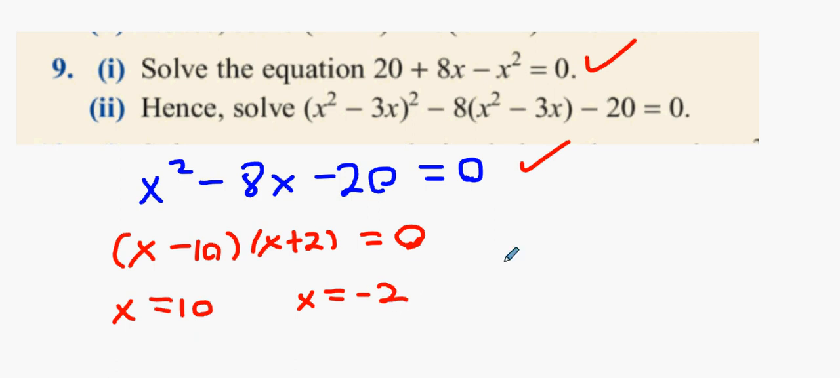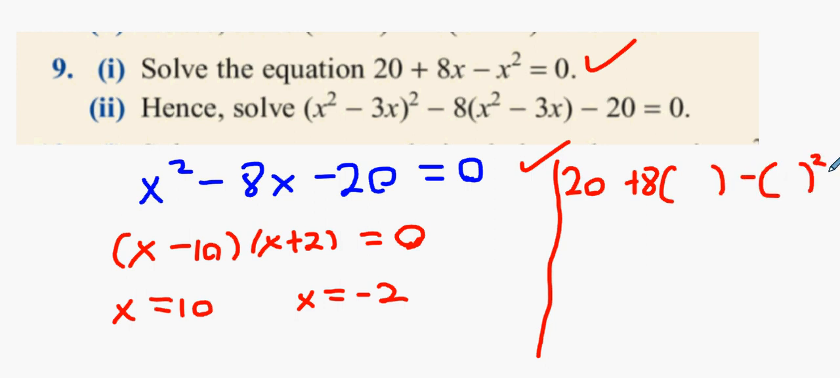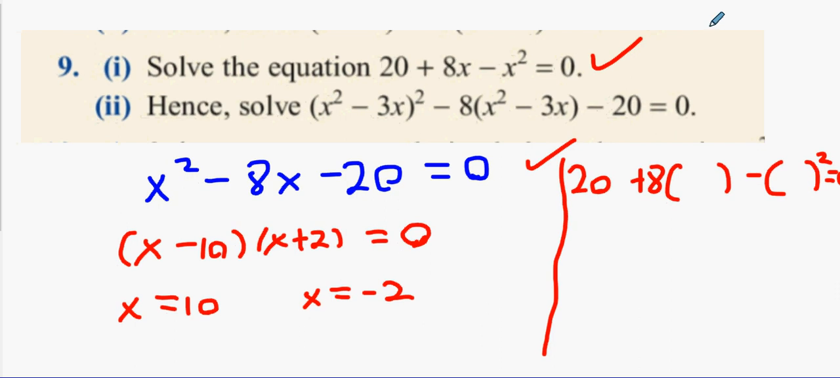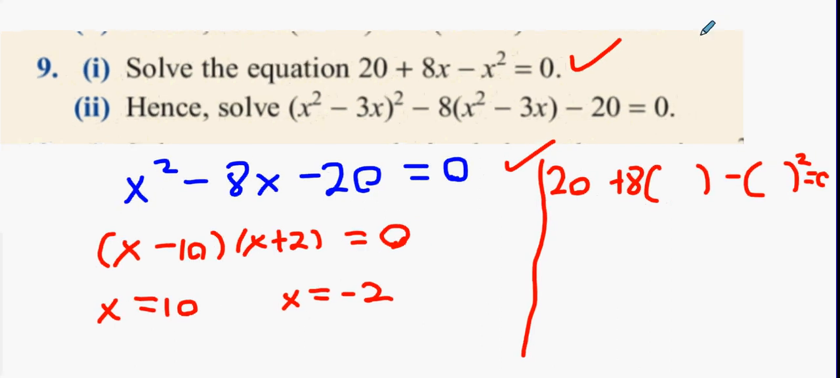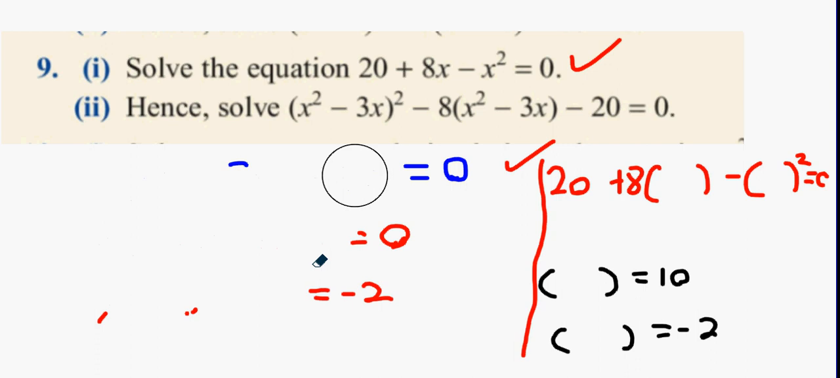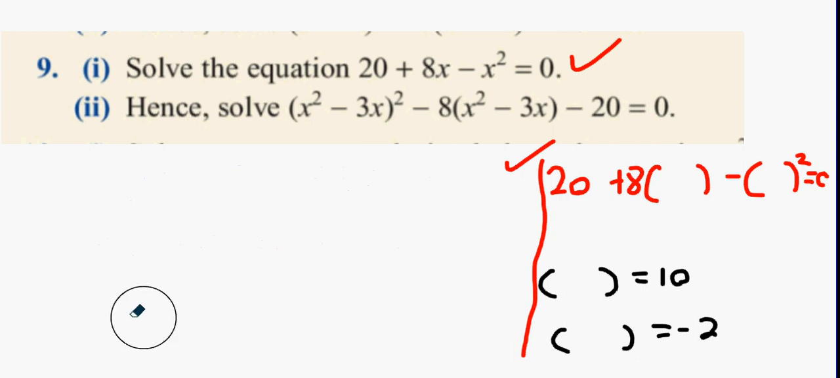Now, what I'm trying to say to you guys next is, if I had this equation here, if I had 20 plus 8 times blank minus blank squared equals 0, okay, what's the answer to that equation? What will blank be equal to? Blank will equal 10, or blank will equal minus 2. Now that we understand that, what's actually in the blank is what we're trying to figure out.